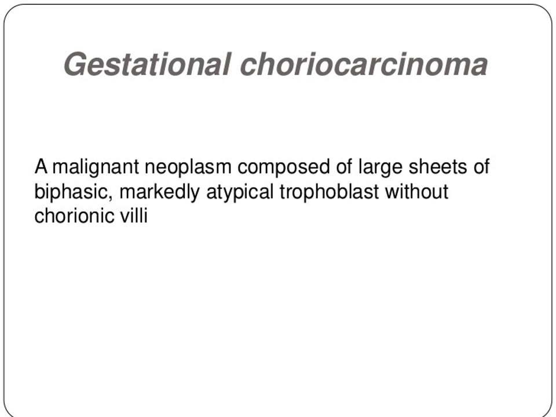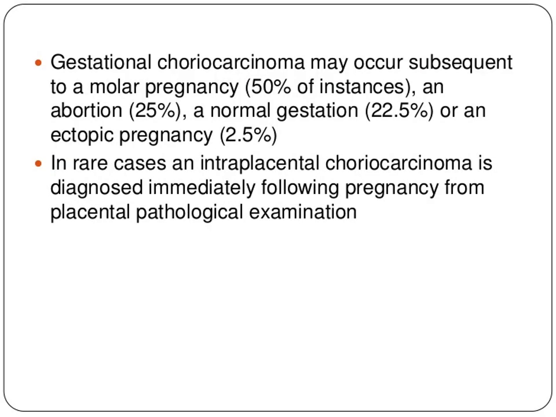Now, gestational choriocarcinoma is a malignant neoplasm. So it's composed of large sheets of biphasic, markedly atypical trophoblasts without chorionic villi. So that is the feature. You will not see any chorionic villi in choriocarcinoma, but it's a biphasic neoplasm. You're going to see both cytotrophoblastic tissue and syncytiotrophoblasts.